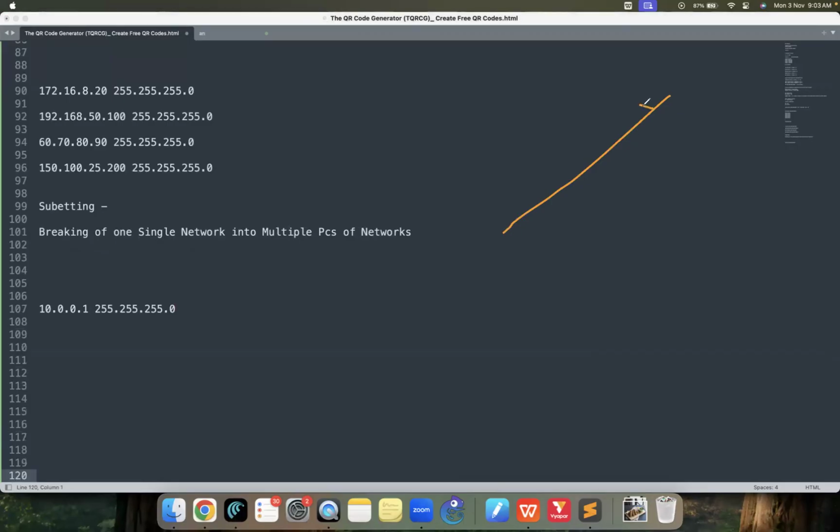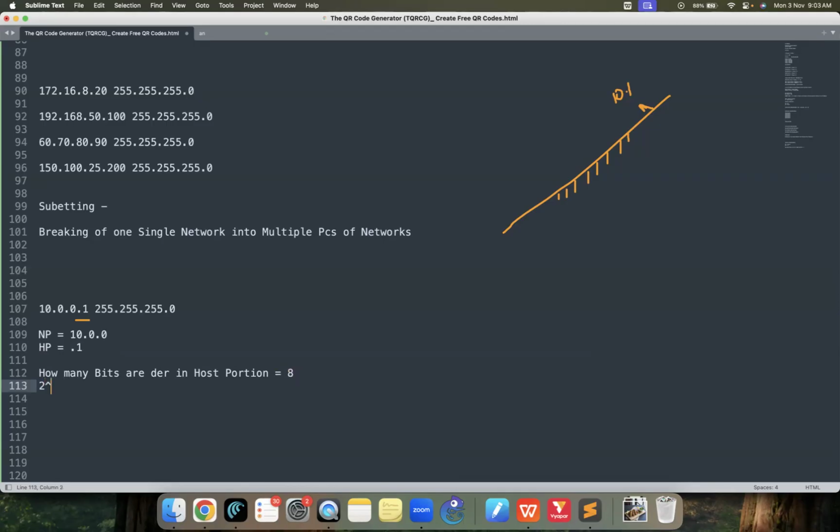This means there is a network. In this network, one computer's IP is 10.0.0.1, and there are other computers also in the network. Totally, how many computers can I have? That depends on the number of host bits I have. In this, the network portion is 10.0.0.0, and the host portion is .1. Now, how many bits are there in the host portion? 8 bits.